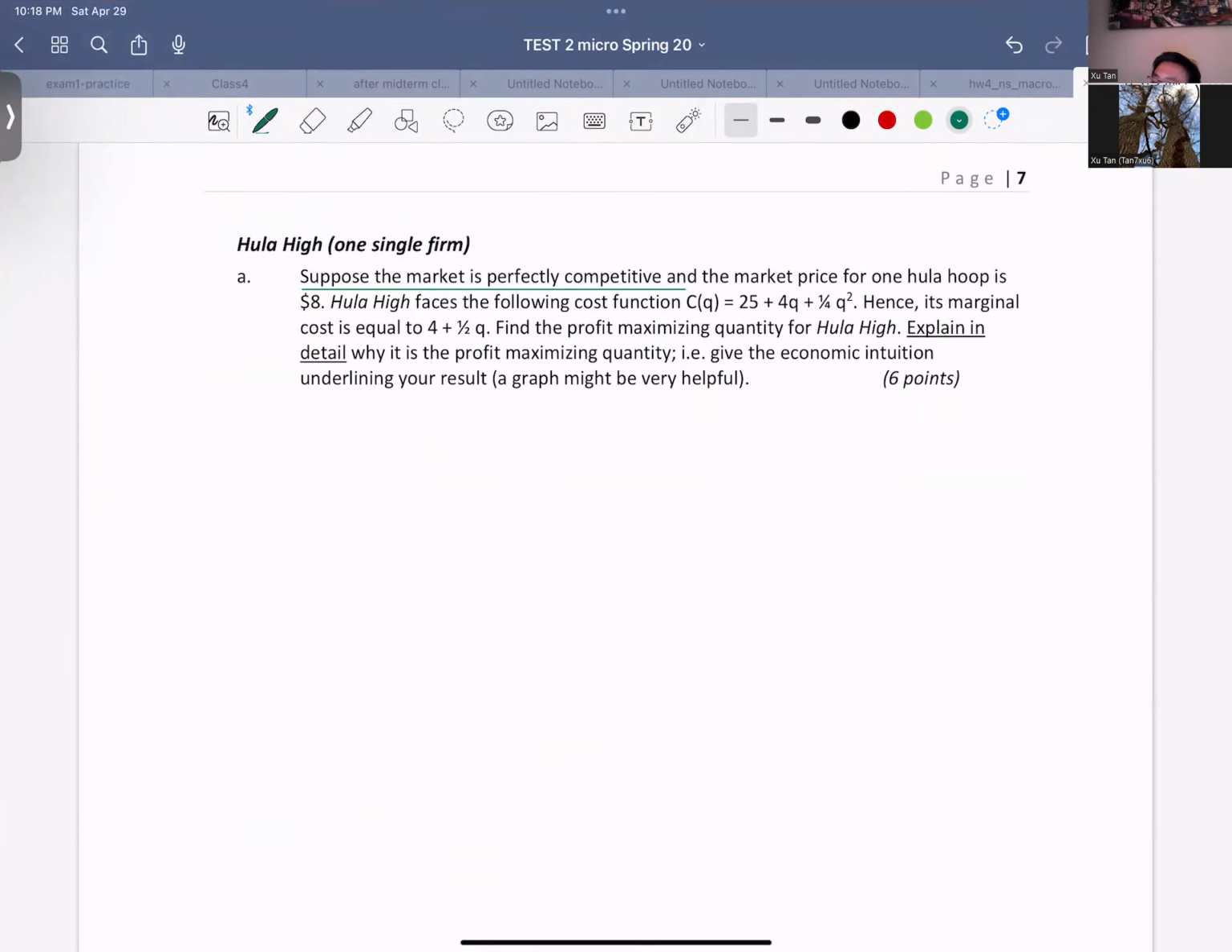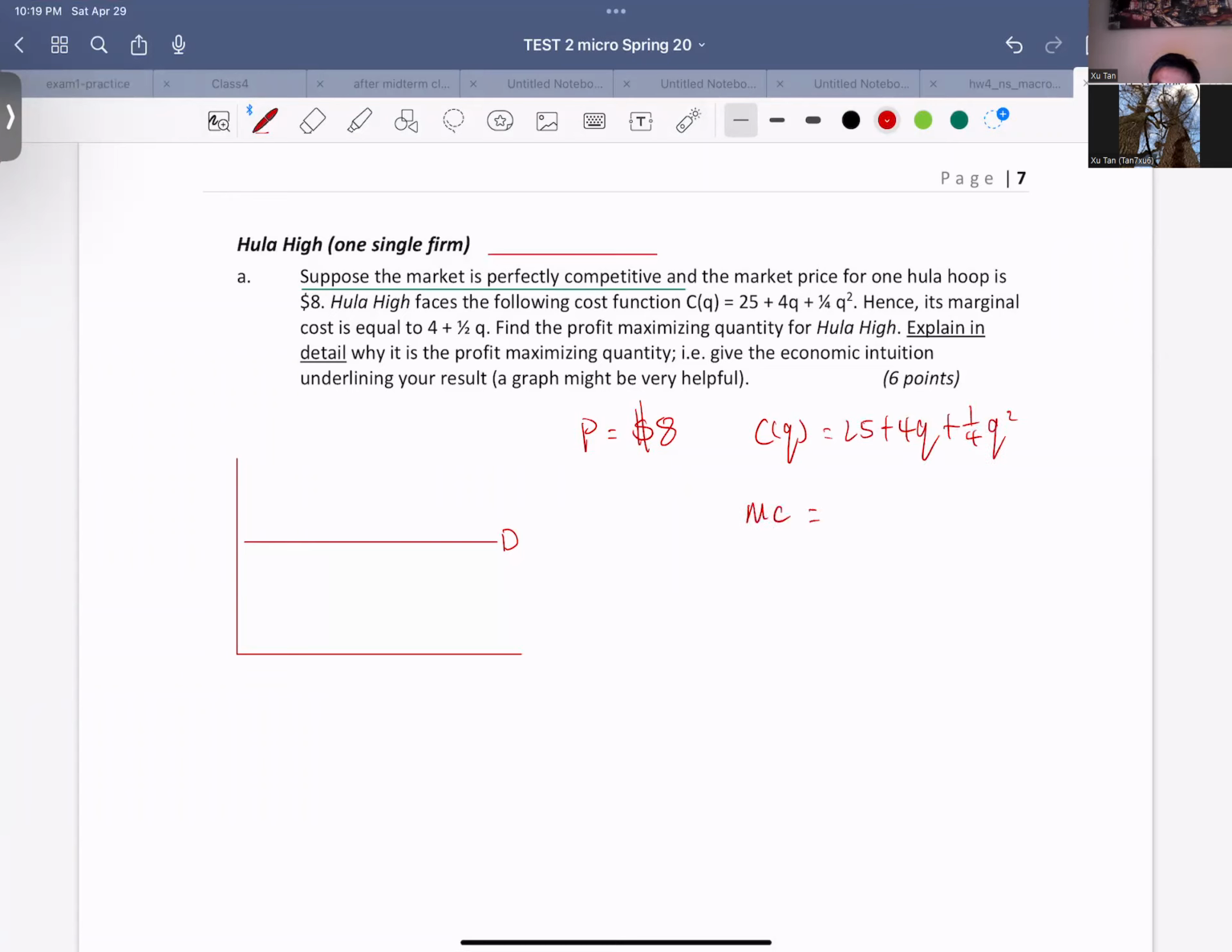Suppose the market is perfectly competitive. Perfectly competitive, this is very important. In the previous question, I was listing when perfectly competitive, our demand is flat. So price equals $8. And the cost function is 25 plus 4q plus 1/4 q squared. And then marginal cost equals 4 plus 1/2 q.